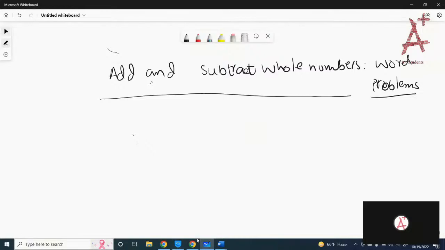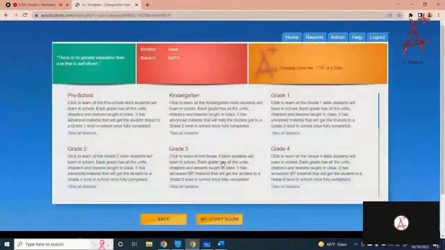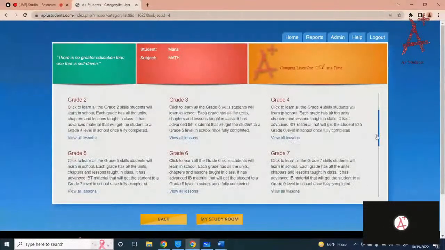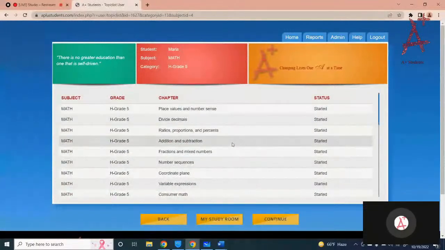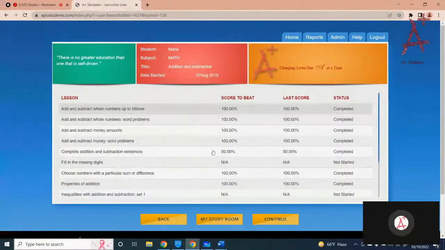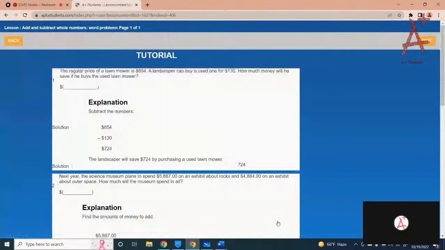Okay, math, and then scroll down to grade 5. Then we are on the chapter addition and subtraction. This way you can find the lesson if you haven't. And the lesson name is add and subtract whole numbers. So let me read the first question. Just listen to me carefully. Got it?